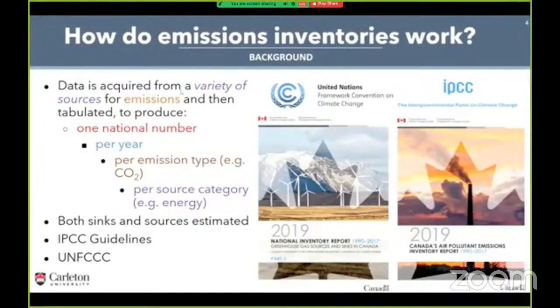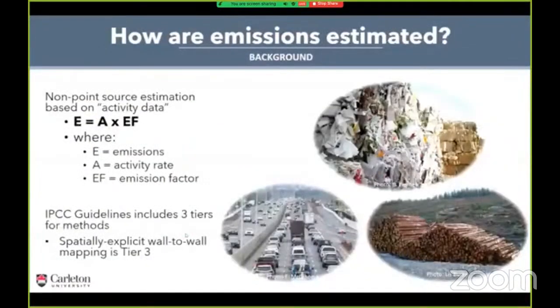We also have an inventory report, or the APEI, and this is not reported to the same conventions, but we use the IPCC guidelines as well. And how we actually do that is using a very simple equation. We take the activity rate and we multiply it by the emissions factor to get our emission.